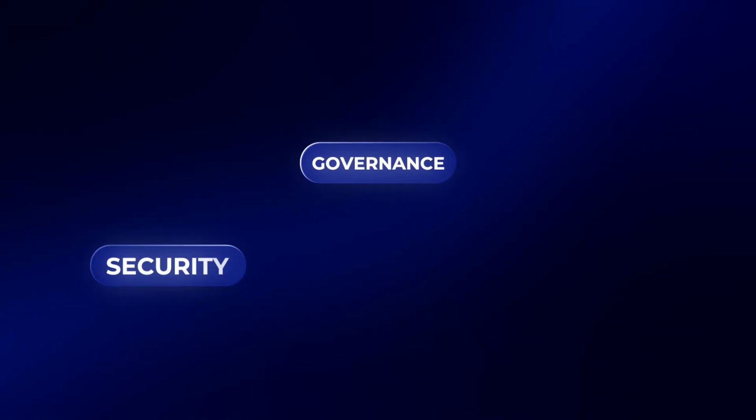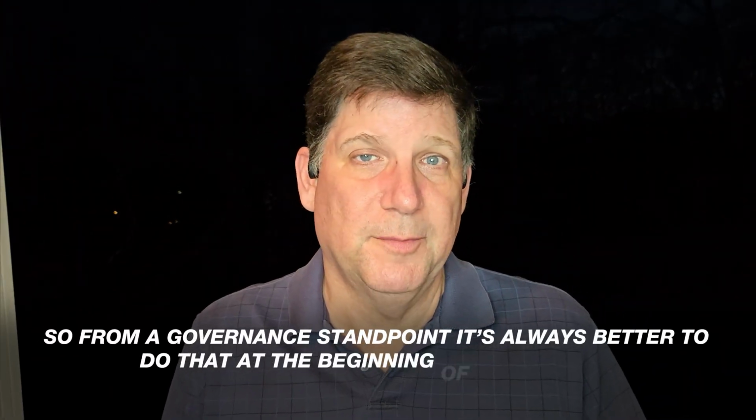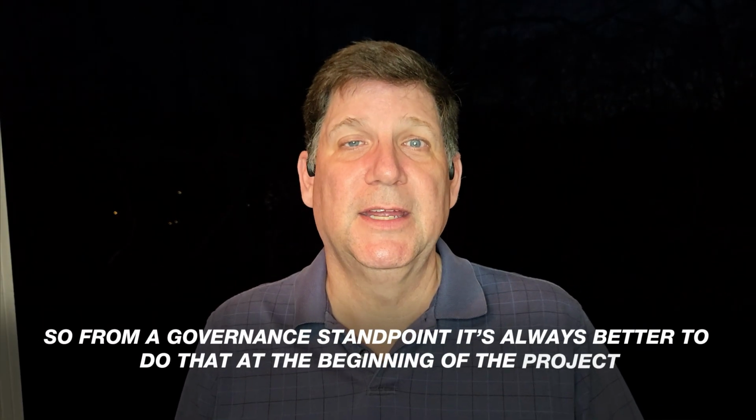Another common failure that is almost always a planning issue is in the governance world, where you run into issues with security, privacy, and compliance. A lot of times when we start applying AI to some very complex businesses, we don't think about the compliance issues, what kind of data security we should be using, and how we can maintain privacy, or even what privacy laws are going to start applying to us. So from a governance standpoint, it's always better to do that at the beginning of the project.